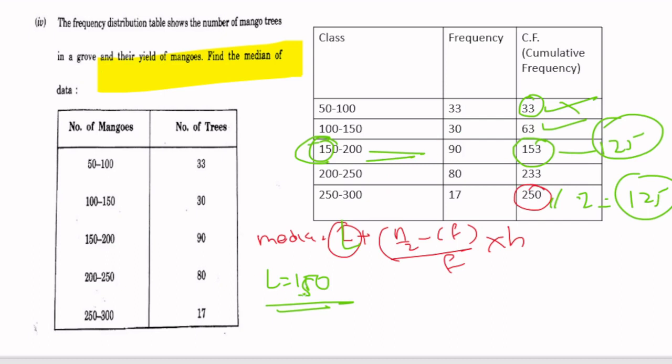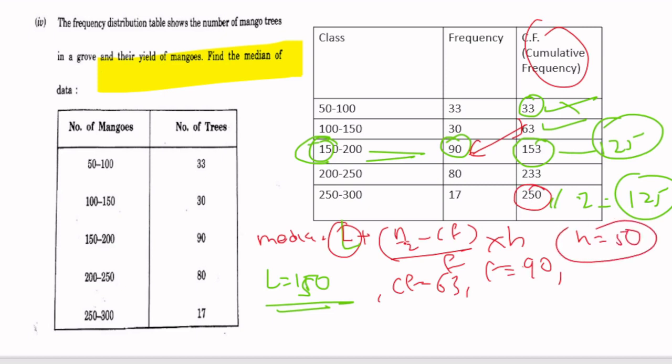Once you get this modal class, your frequency will be 90. Your CF is the one previous to the modal class, in this column, so CF will be 63. Let me write: CF is 63 and frequency is 90, and H is the class width. The class has upper limit 200, lower limit 150. If you subtract, you will get a difference of 50. So H is equal to 50.